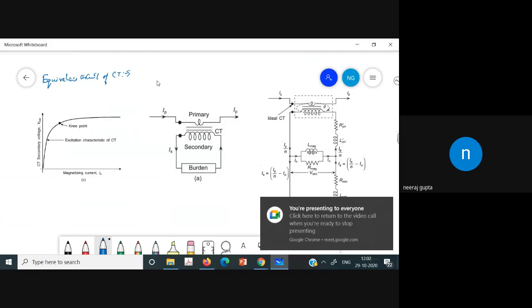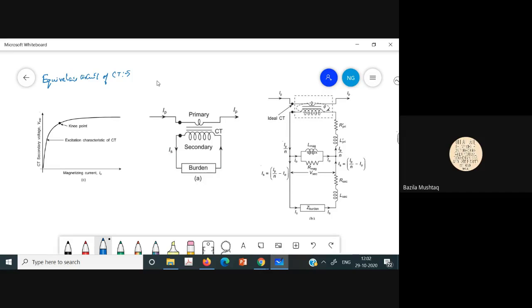So the slide is visible. Is it visible? Yes. Okay.